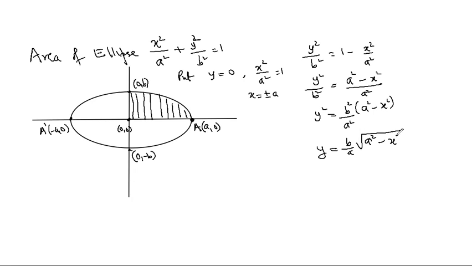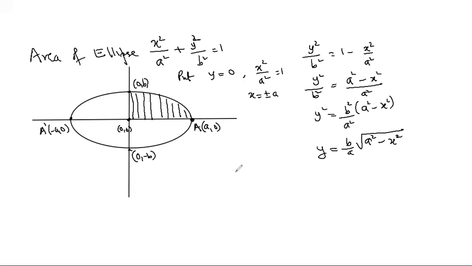I expected a question from you. What is that? Why is there no plus or minus? Remember, I am taking the area in the first quadrant. In the first quadrant, the y coordinate is positive, so I don't have to take a plus or minus. Suppose I were taking below the x-axis, I would have taken y with a negative sign. But I am taking above. Here all x and y coordinates are positive numbers. So now I can integrate.